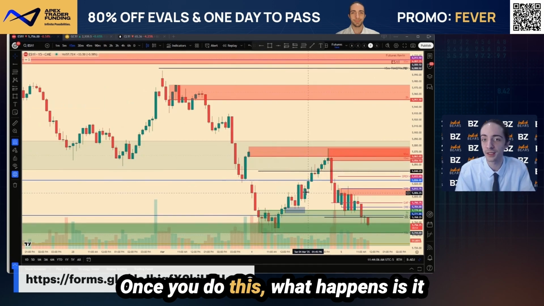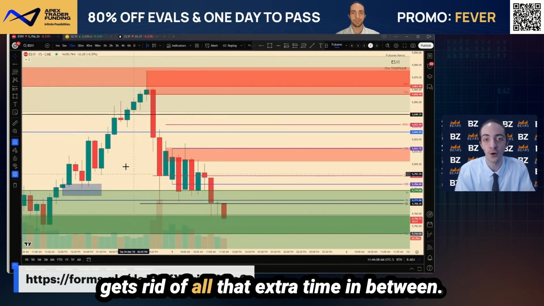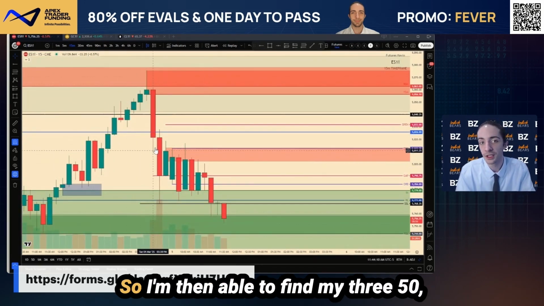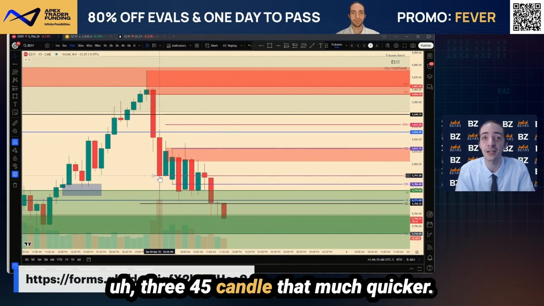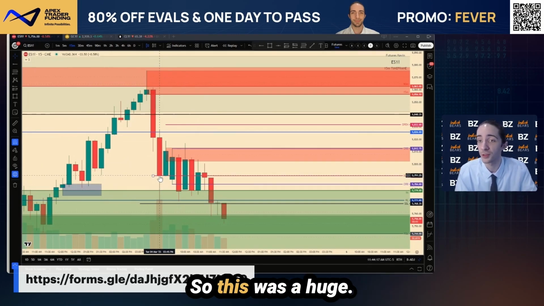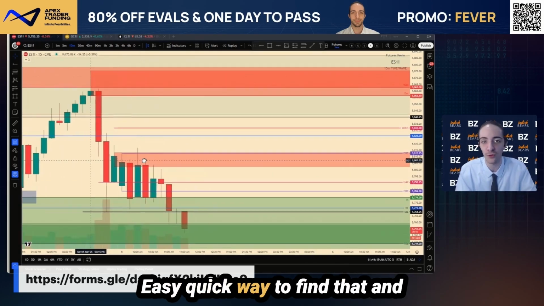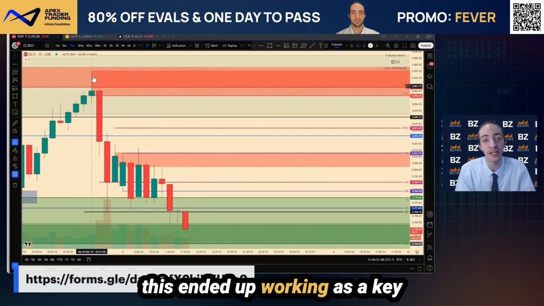Once you do this, it gets rid of all that extra time in between. So I'm then able to find my 345 candle that much quicker. So this was a huge, easy, quick way to find that. And this ended up working as a key level too.